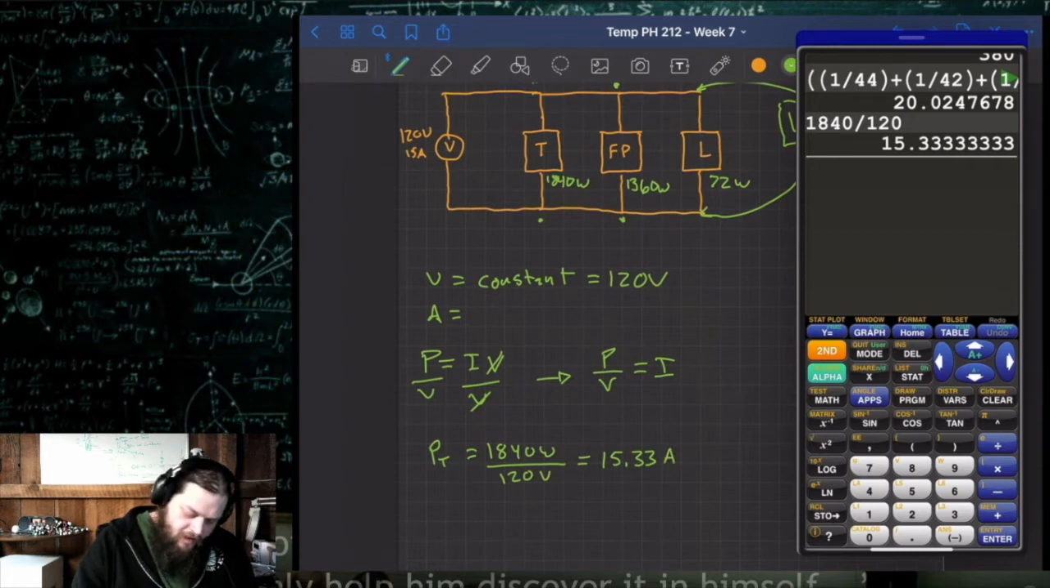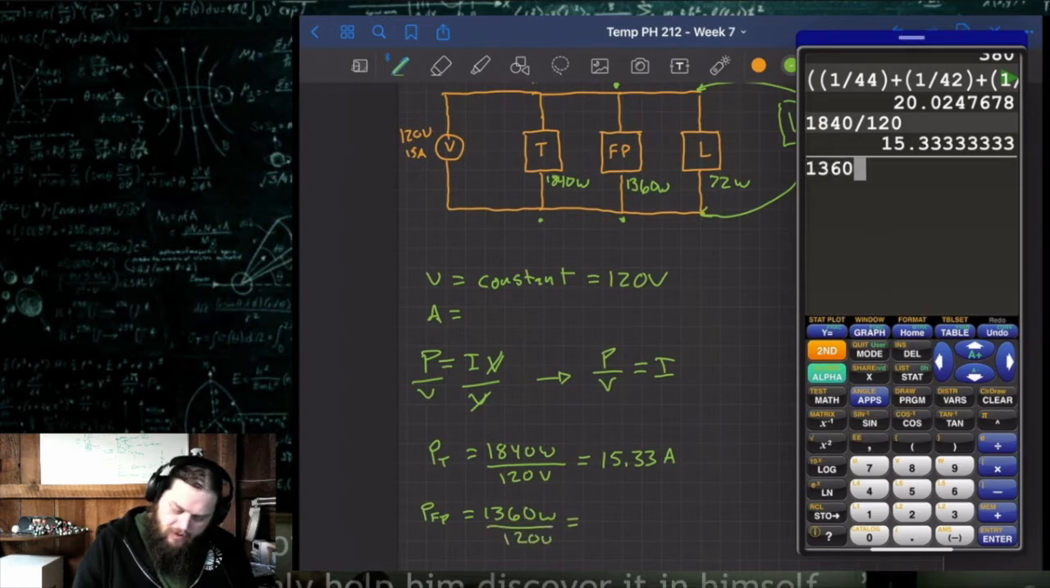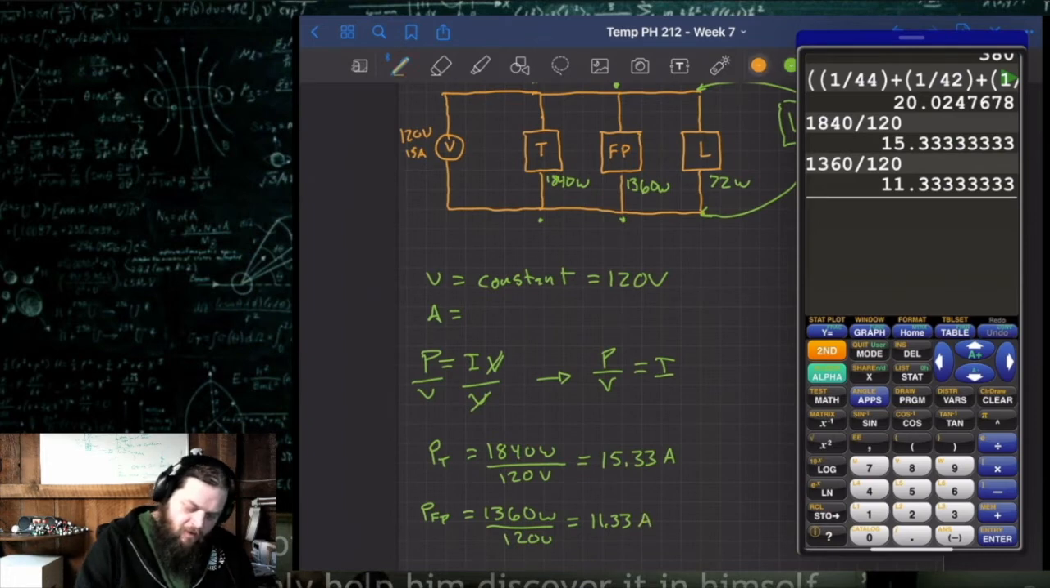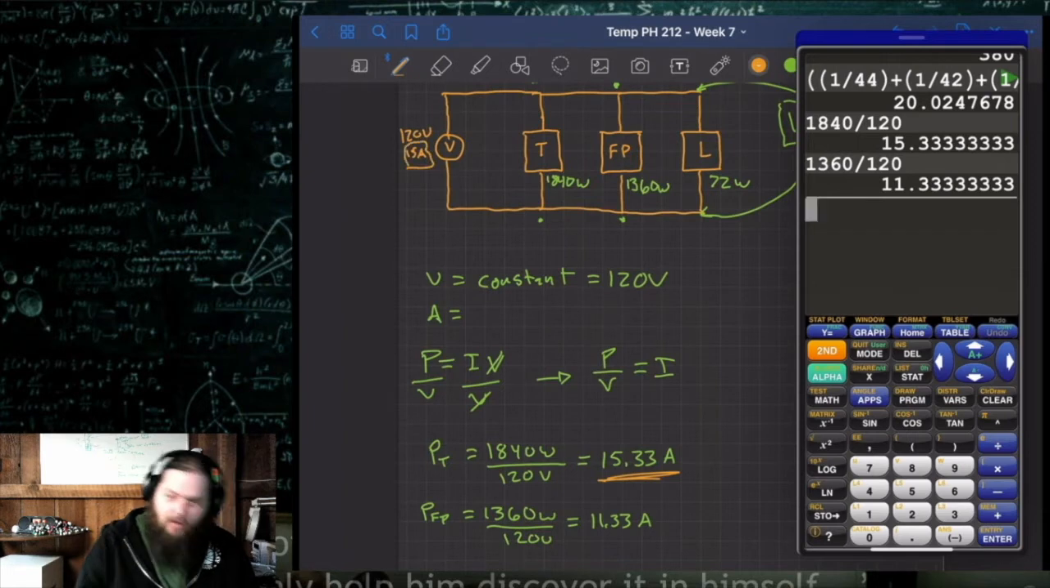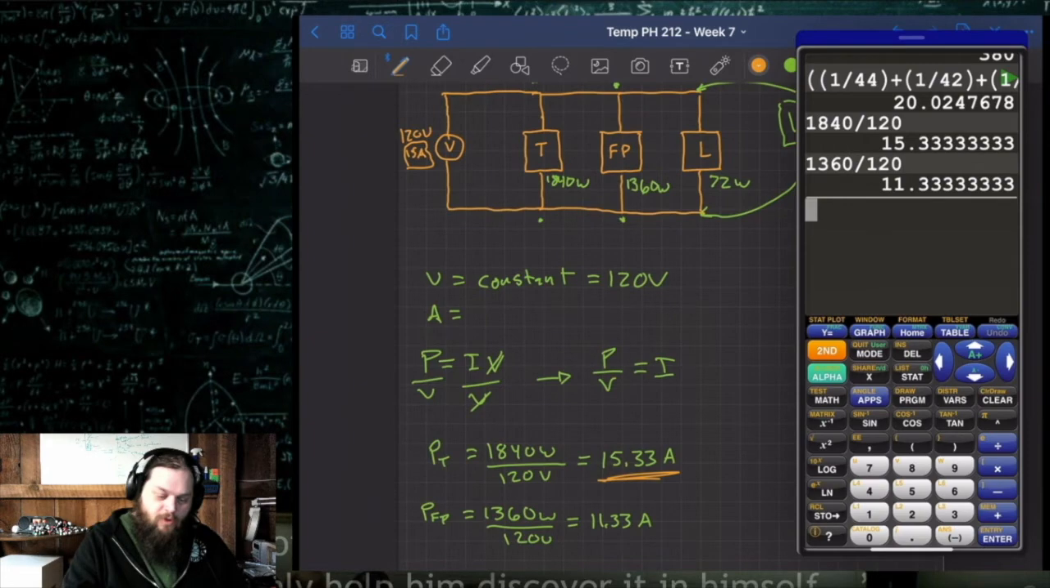We can see that the power of the frying pan is going to equal 1360 watts divided by 120 volts. 1360 divided by 120 is 11.33. And I should note this first value we got here, 15.3 amps, that's already greater than the total amperage the circuit can handle. So we already know there's too much current going through here.